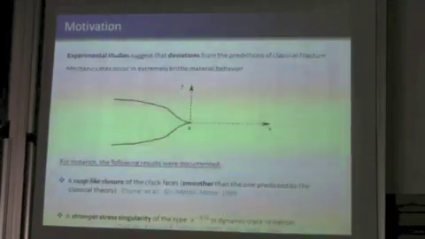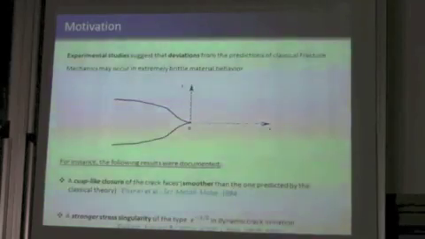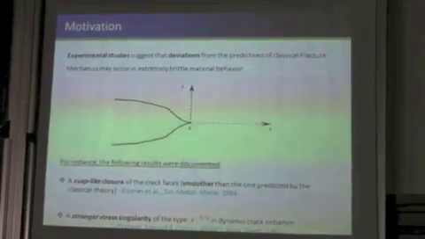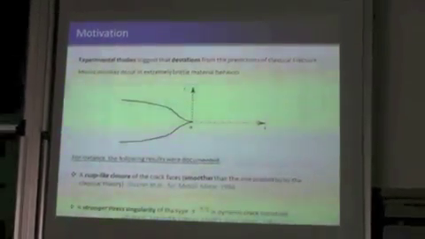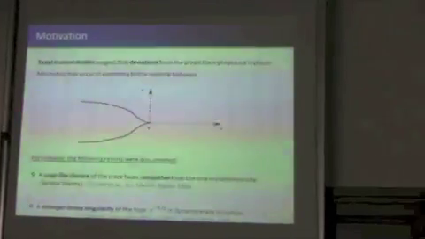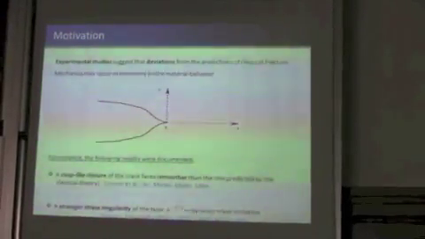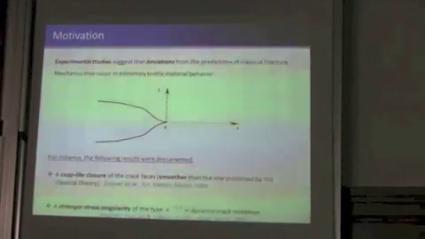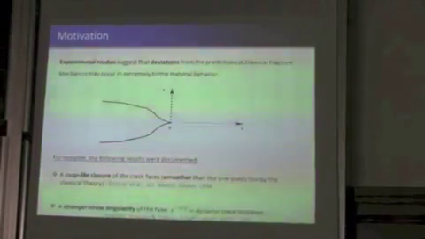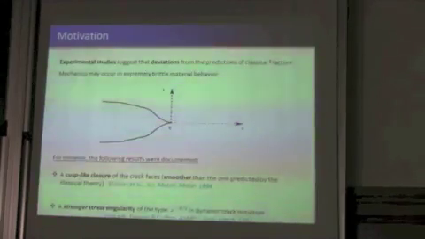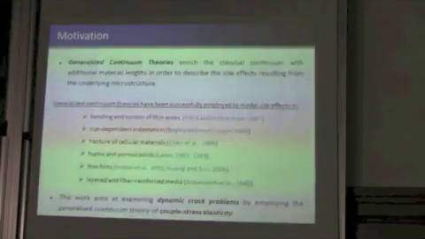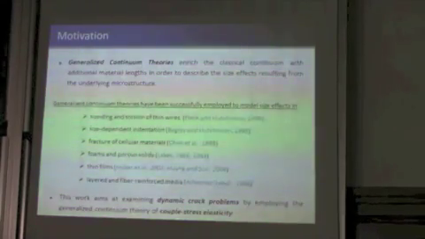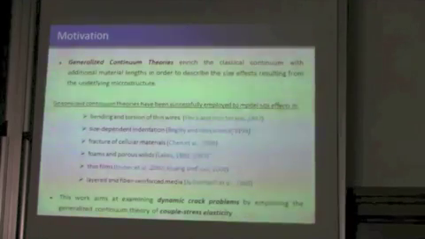There are also other experimental studies that show deviations from the predictions of classical elasticity. For example, an atomistically sharp crack has been observed at the interface of a single crystal between a niobium and sapphire interface. Also, stronger singularities of this type have been observed in dynamic crack initiations. As we have said, these phenomena cannot be modeled through the classical theory. On the other hand, we know that generalized continuum theories are able to capture the size effects by enriching the classical continuum with additional material length scales.